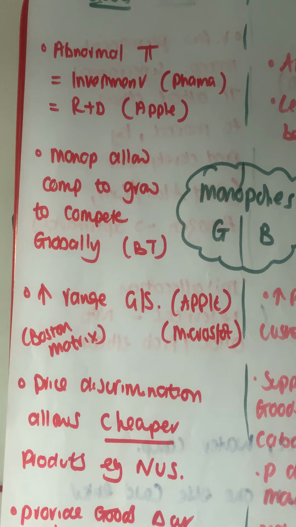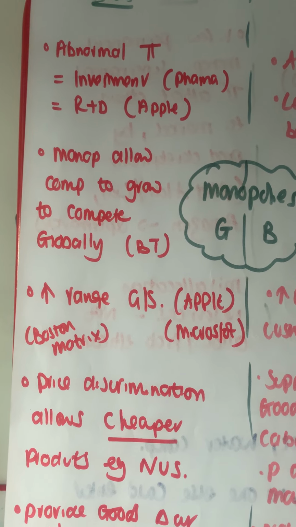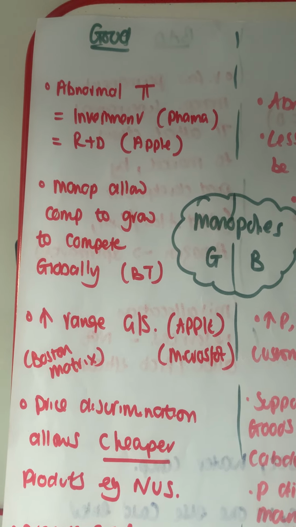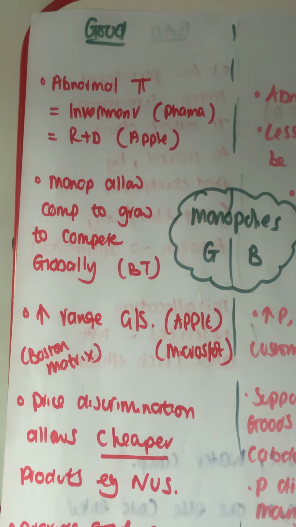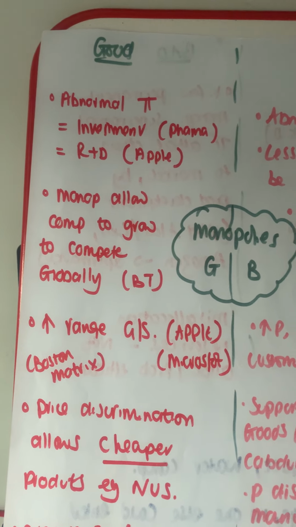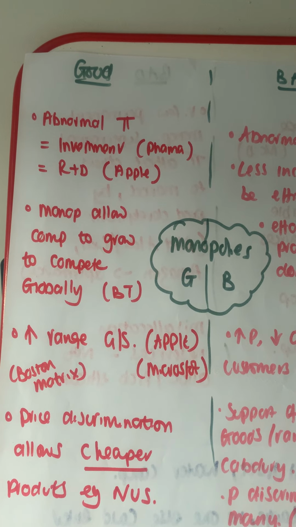Monopolies allow firms to compete globally. So if companies such as BT have been a monopoly in the UK, they made vast profits which allowed the business to grow and become innovative, and which allowed them to compete on an international stage.